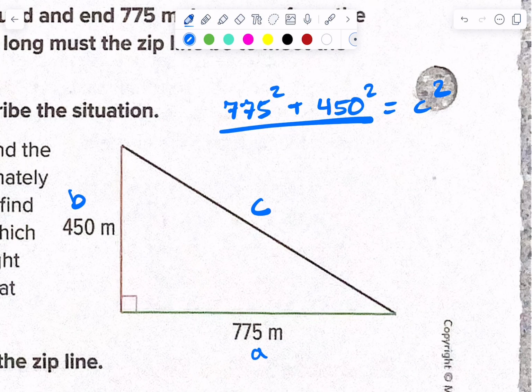Yeah? 775 squared plus 450 squared. You get a big old fat number. It's like 3,125. Okay? And then to take the square root of him.